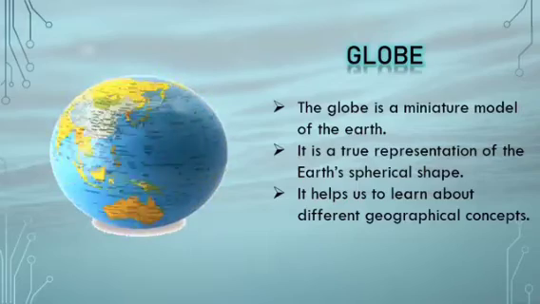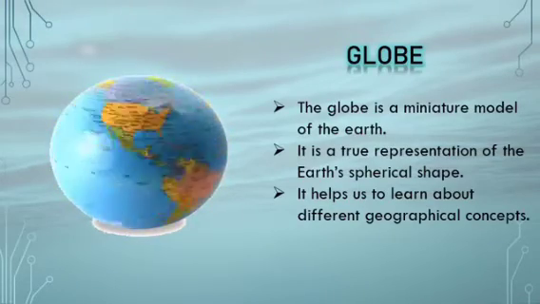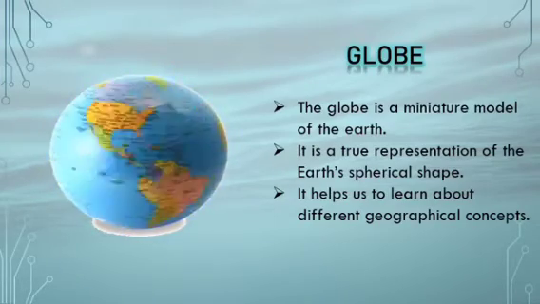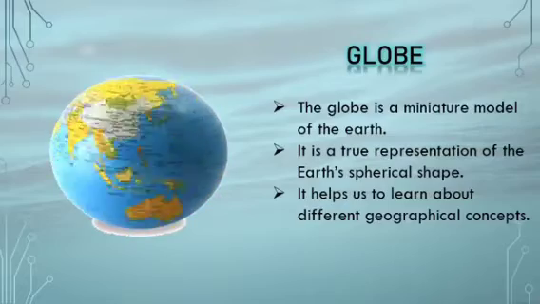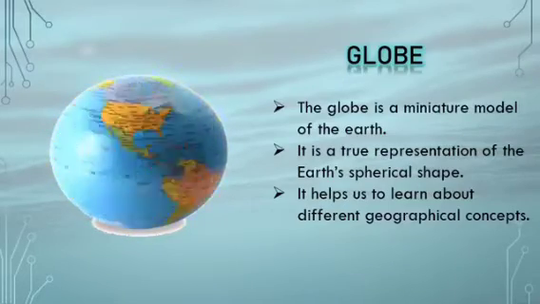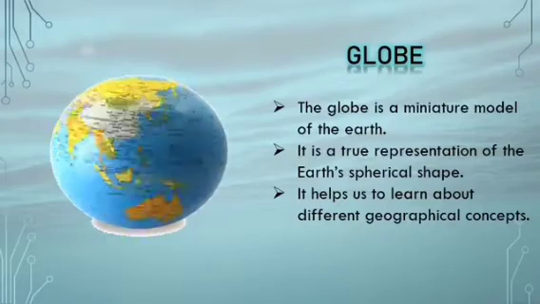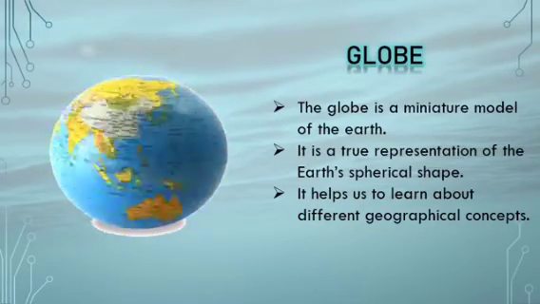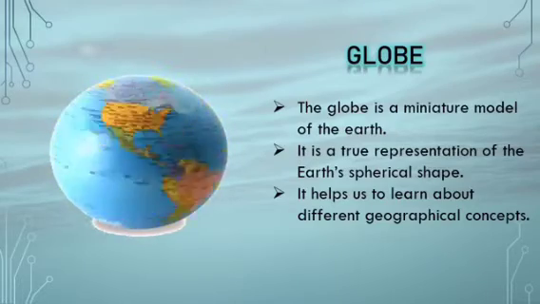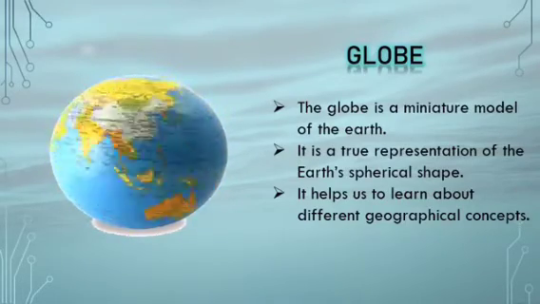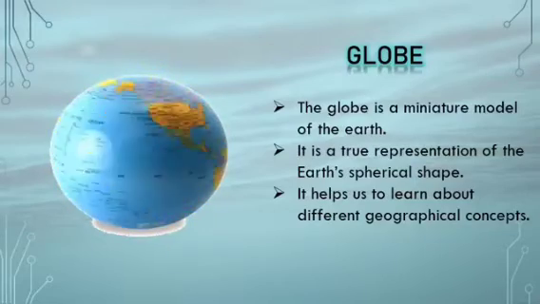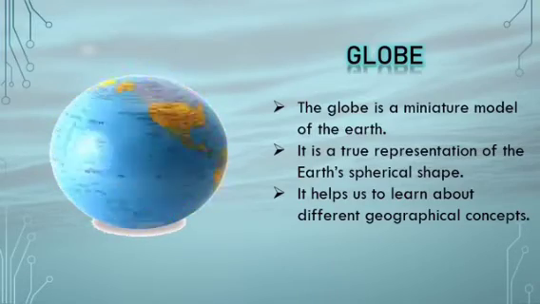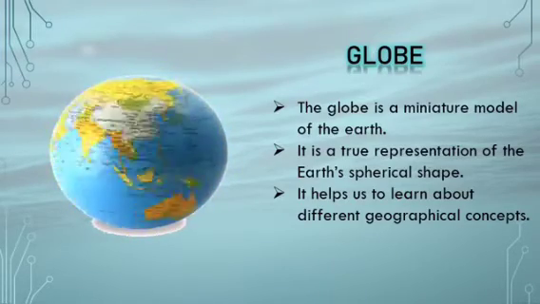The globe is a miniature model of the Earth. It is a true representation of the Earth's spherical shape and not flat as seen on the map. Besides, it gives us information about many features of the Earth, such as continents, oceans, countries, etc. It is a simple teaching learning aid. It can be kept on the table and rotated. It helps us to learn about different geographical concepts.